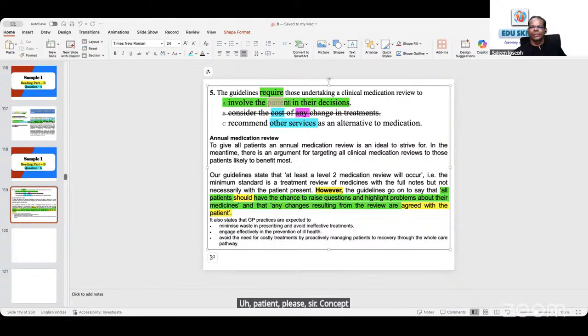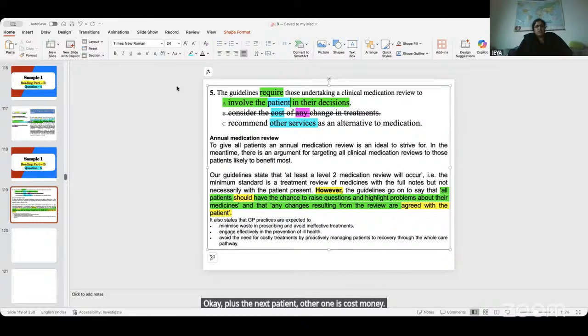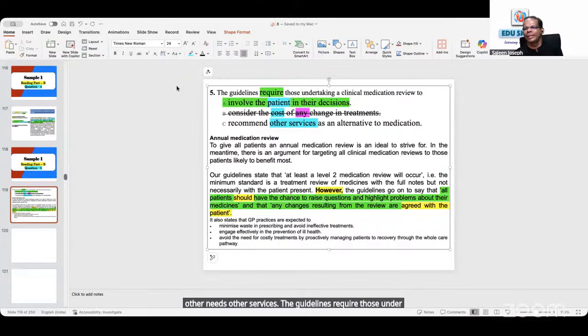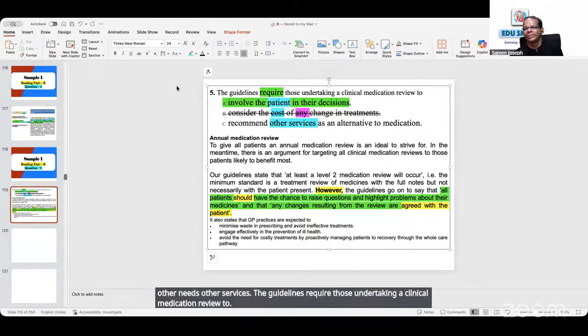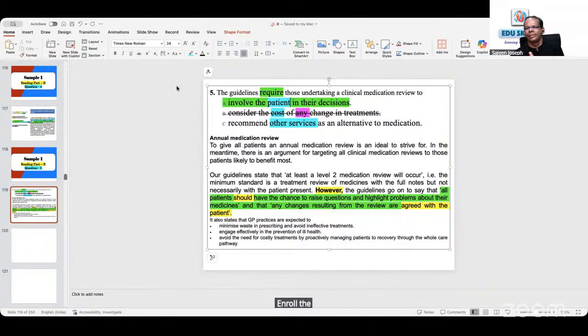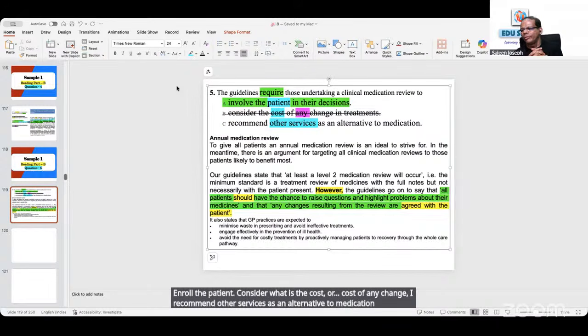Okay. First option, the concepts are what we call concept-based hedging words. First is the patient, then cost, money, and other services. The guidelines require those undertaking a clinical medication review to involve the patient, consider the cost of any change, and recommend other services as an alternative to medication. Now, don't do any medication. Go and swim every day.